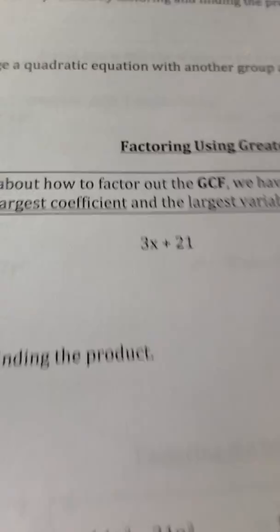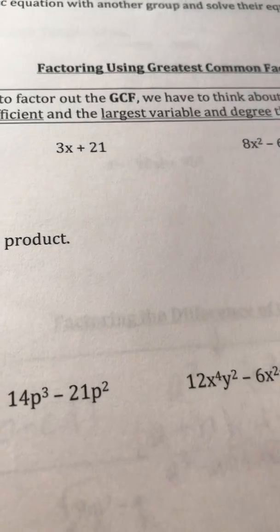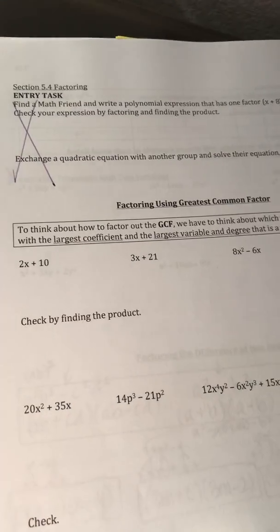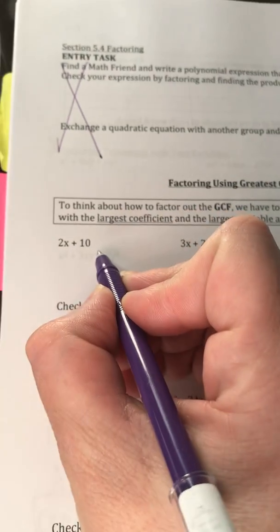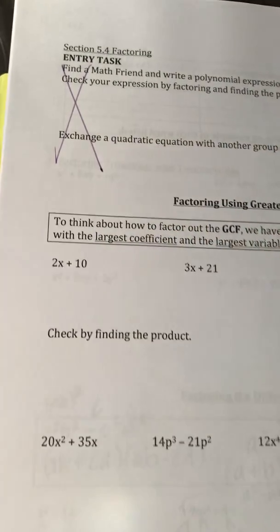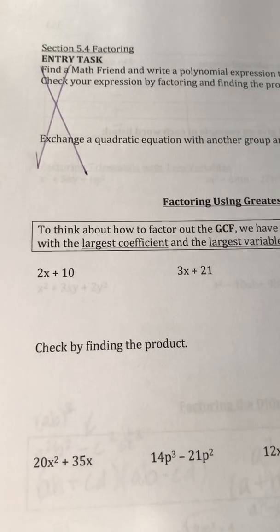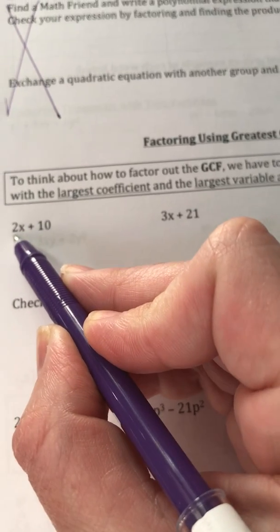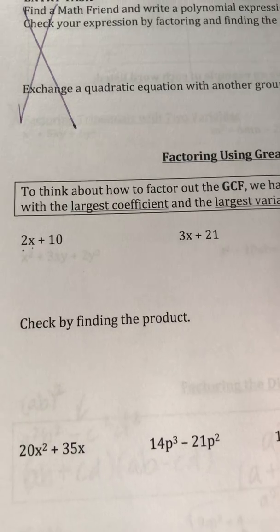Page 112. On page 112, we're going to start by factoring using the greatest common factor. We're going to go ahead and skip that entry task part up at the top and go straight into factoring with greatest common factor. Now, anytime that we're factoring with the greatest common factor, we're looking at all of the terms that are in the polynomial, and we're trying to factor out the largest factor that we can.